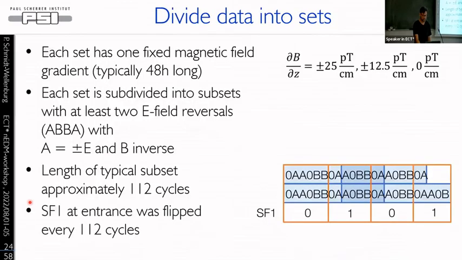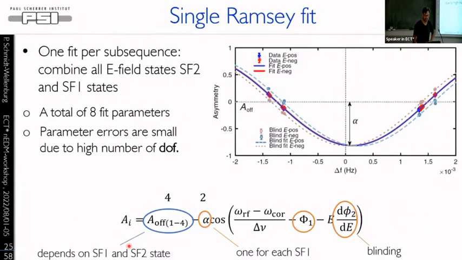When we did that, we came to the analysis and we had all that, and we measured all these sets with different gradients. These are the gradients we applied. And then we separated them into sets where we have positive and negative electric fields. So we reversed them. And then one of these subsets, which are here indicated as 0, 1, had 112 cycles. And for each of them, we did the central fringe fit. So that's this cosine curve of the central fit.